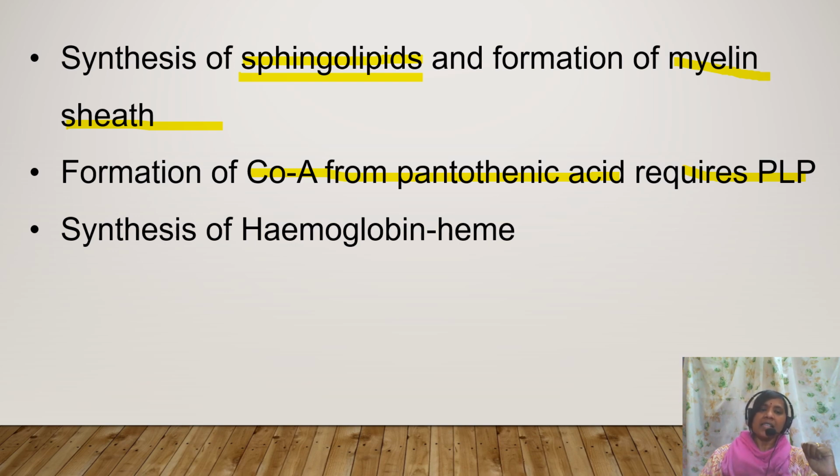And the synthesis of hemoglobin also depends on PLP. In the case of hemoglobin, you know that it consists of two different parts, the heme and the globin part. The synthesis of the heme part requires a PLP-dependent enzyme. So heme synthesis requires PLP for its formation, and hence, in other words, the synthesis of hemoglobin also requires PLP. So these are some of the important functions of vitamin B6 or pyridoxine, whose coenzyme form is nothing but pyridoxal phosphate, or PLP.